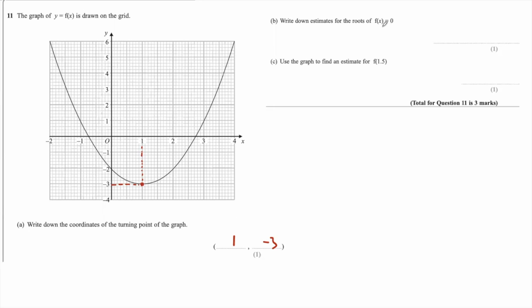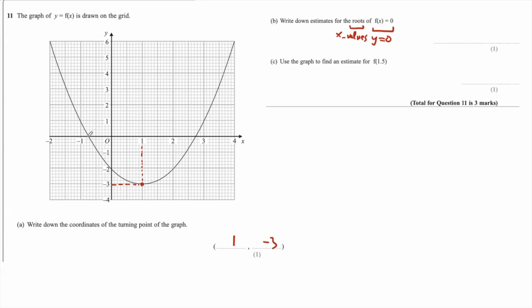For part B, it says write down estimates for the roots of f of x equals to 0. So f of x equals to 0 always means y equals to 0, and the roots are always the x values. So basically this part is saying write down the x values for which y is equal to 0. So what are the x values when y equals to 0? Okay, so y equals to 0 is this line right here.